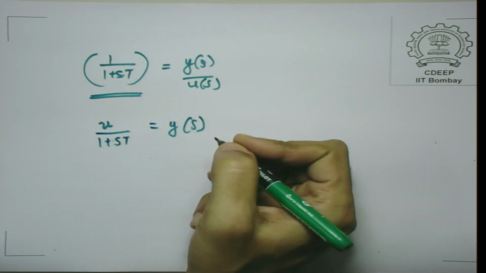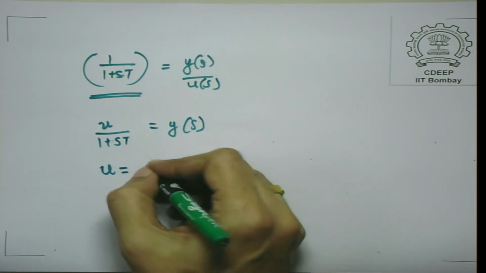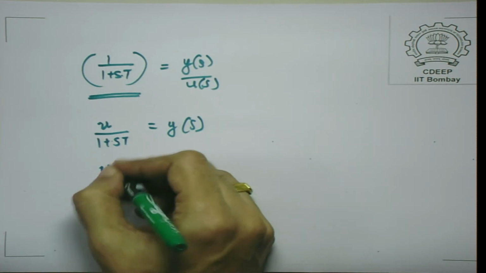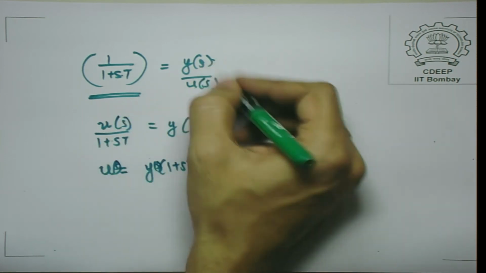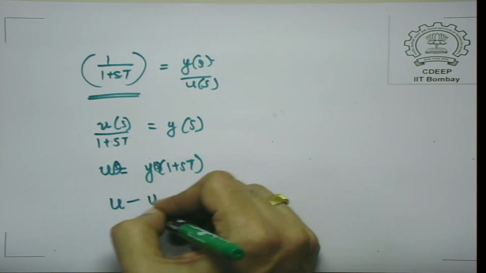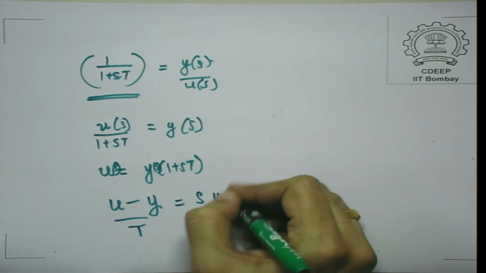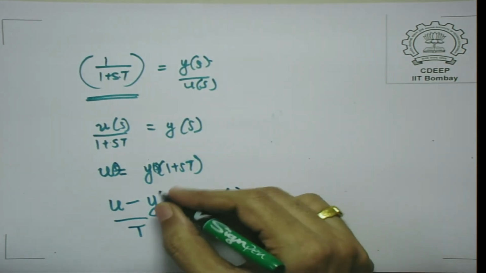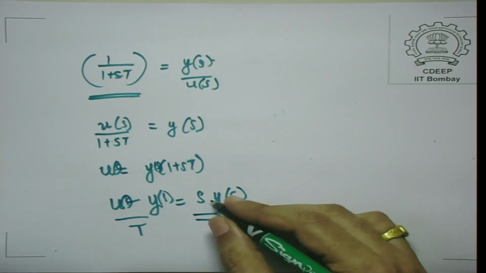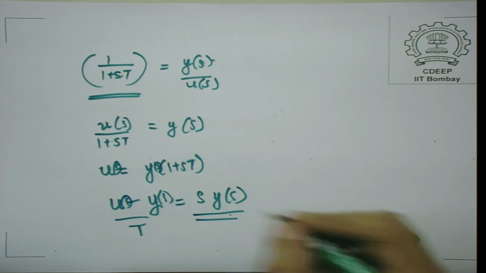Now, you can write this as u is equal to y into 1 plus sT, where u of s and y of s are the Laplace transform of the input and the output, and this really boils down to (u minus y) upon T is equal to s into y. Now, s into y of s, this is all in the Laplace domain, is the Laplace transform of the derivative of y. So, this is the derivative of y.